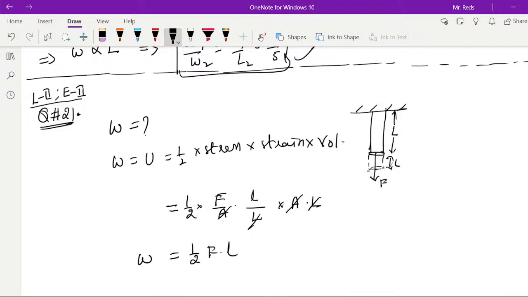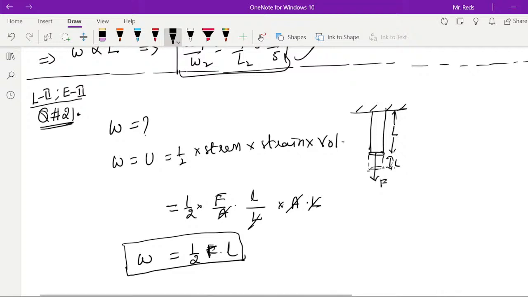If you take it as delta L, then F into delta L. If you take this extension as small e, then you can take it as half into F into small e. Any of the forms you can take. But here the extended length is given as small l, so accordingly I have to take this. That's it. So half into F into small l.